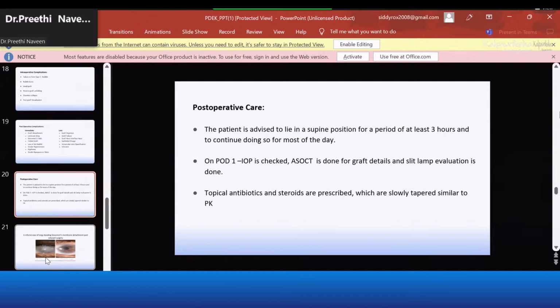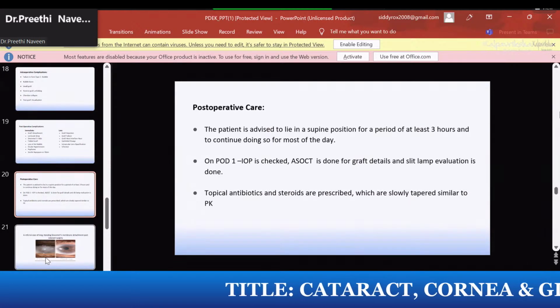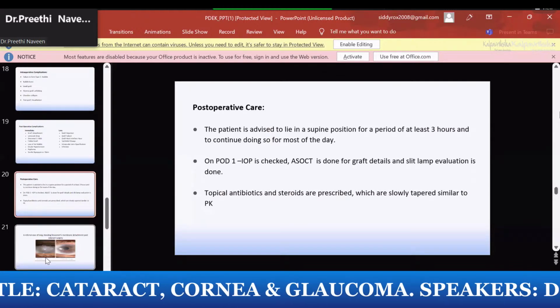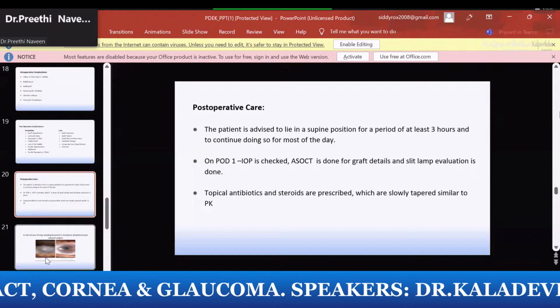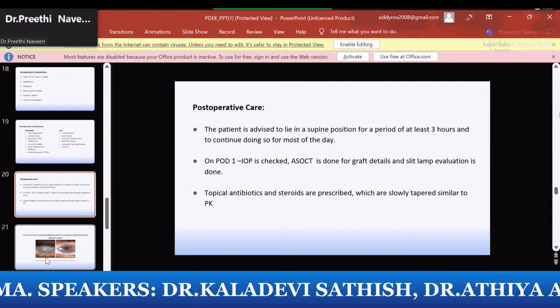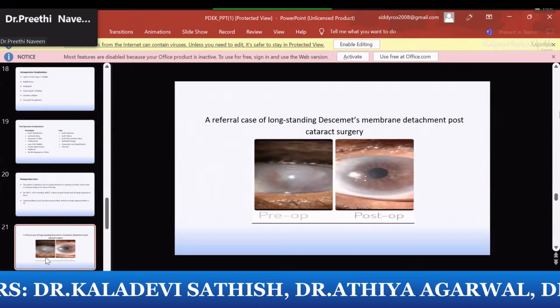And post-op day 1, a digital IOP is checked, obviously not an applanation, and an ASOCT is done just to make sure the graft details are noted and the graft is well attached. And the patient is typically started like any keratoplasty post-op. We would start them on topical steroids, which are slowly tapered over a period of 6 months to a year.